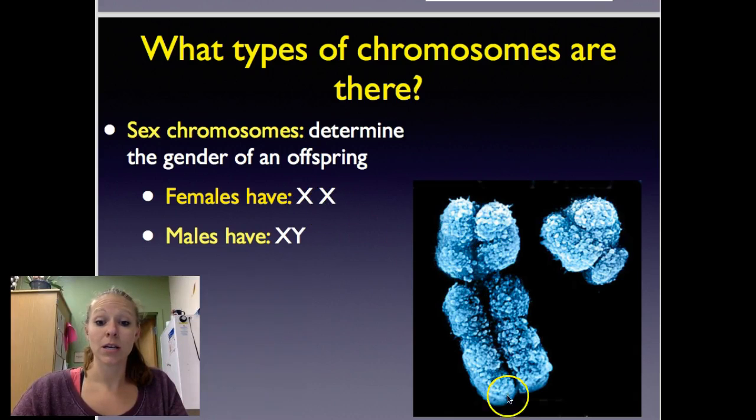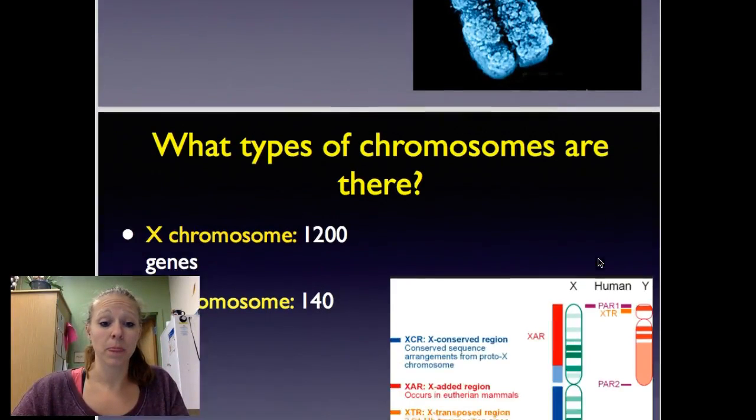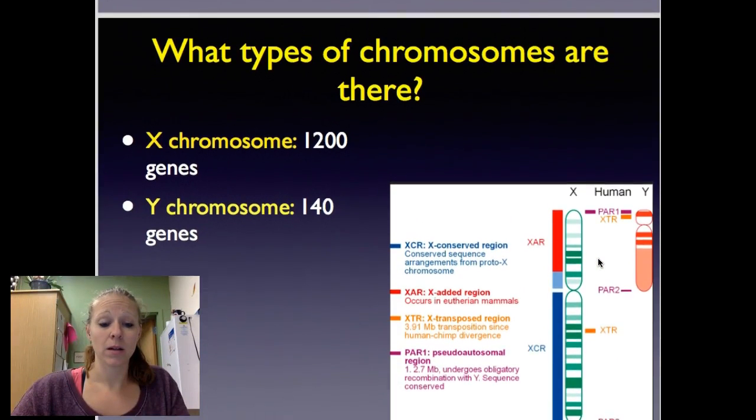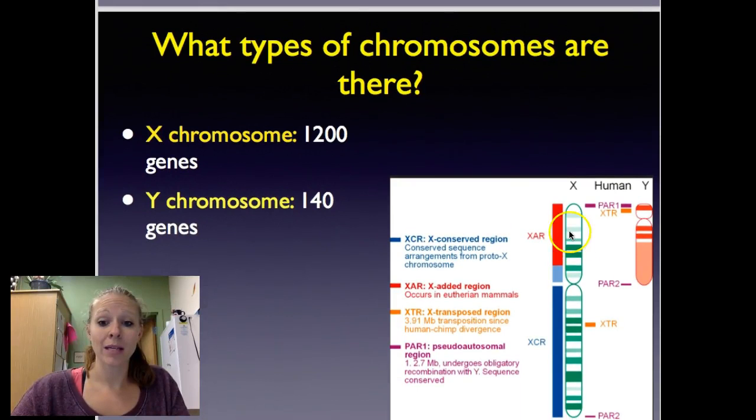And this right here is an X chromosome, and this is a Y. And you can see that the Y chromosome is quite a bit smaller than the X. And this has repercussions. The X chromosome has 1,200 genes on it, whereas the Y chromosome has only 140.